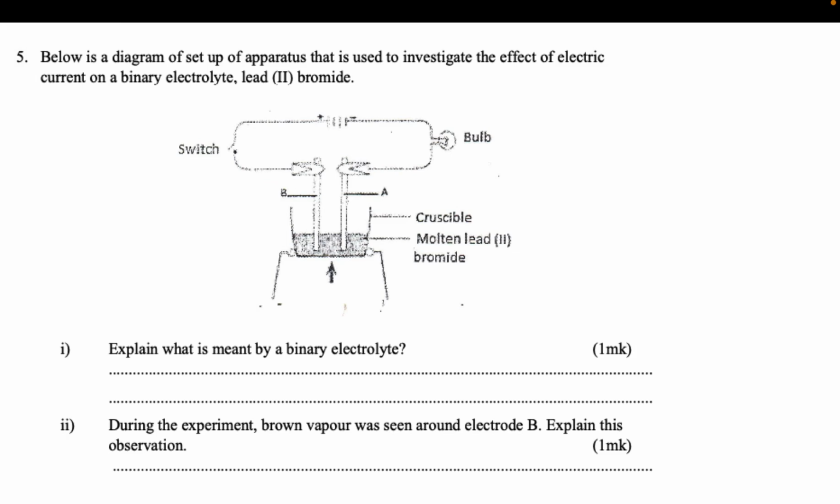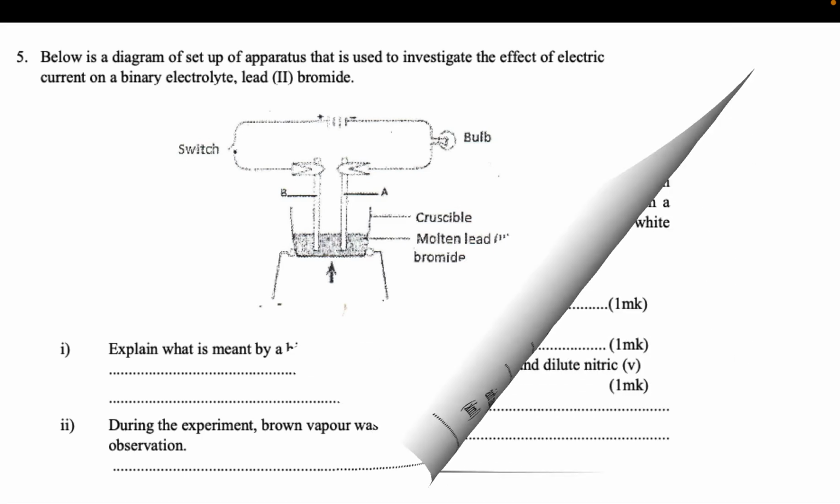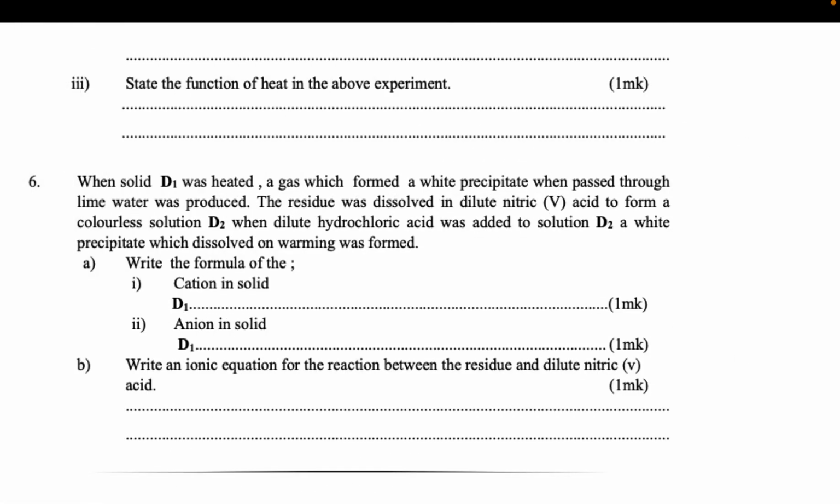Below is a diagram of setup of apparatus that is used to investigate the effect of electric current on a binary electrolyte, lead (II) bromide. Explain what is meant by a binary electrolyte. During the experiment, brown vapor was seen around electrode B. Explain this observation. State the function of heat in the above experiment.